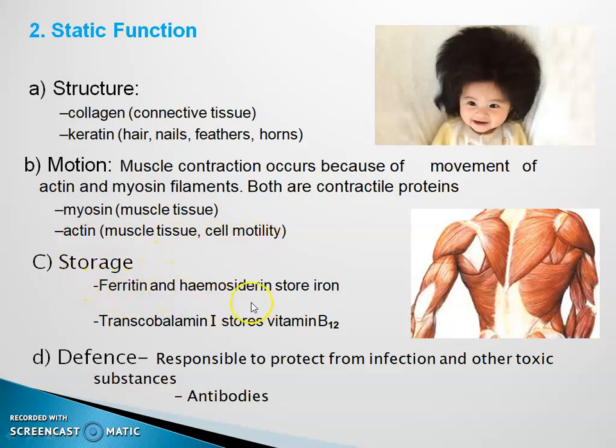Storage: ferritin and hemocyanin store iron. Transcobalamin 1 stores vitamin B12. Defense: responsible to protect from infection and other toxic substances.